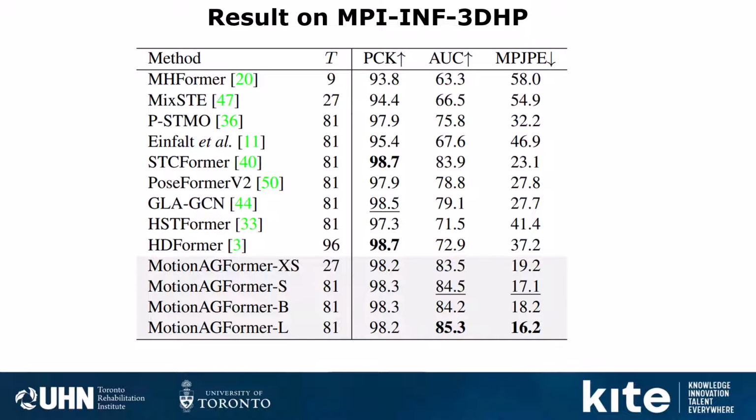On the MPI-INF-3DHP dataset, for all small, base and large variants, we are using 81 frames instead of 243, because the videos in this dataset are usually shorter, and following previous works, we also use 81 as the number of frames. Comparing different metrics, we can see that on mean per joint position error we are getting state-of-the-art performance, and also on AUC. But on PCK, which is the percentage of correct key points, on a 150 millimeters interval, we cannot get as good as the others.